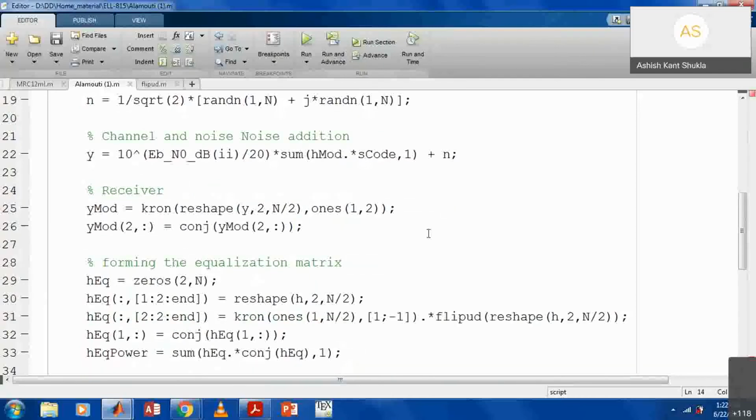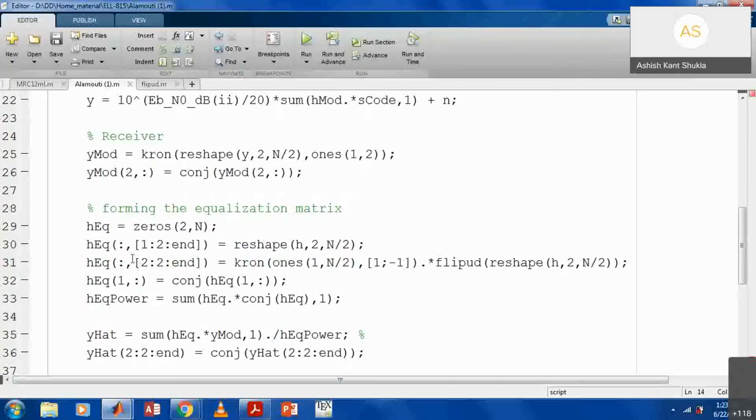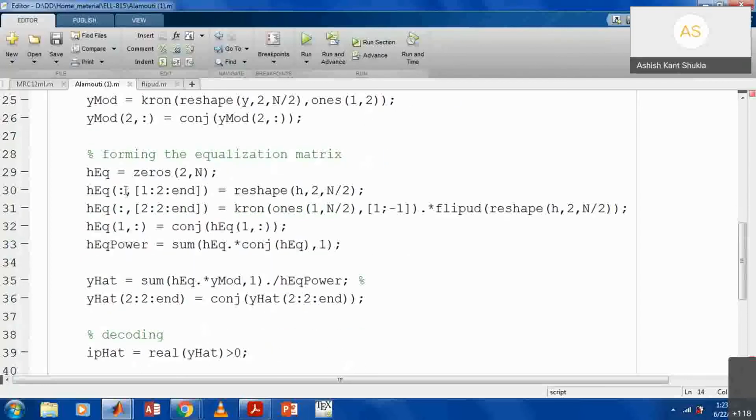And what is this Y mod 2 comma dash doing? It is forming a matrix of 2 cross whatever the column size of this Y mod matrix is. And this is your receiver part. Next we will form the equalization matrix.